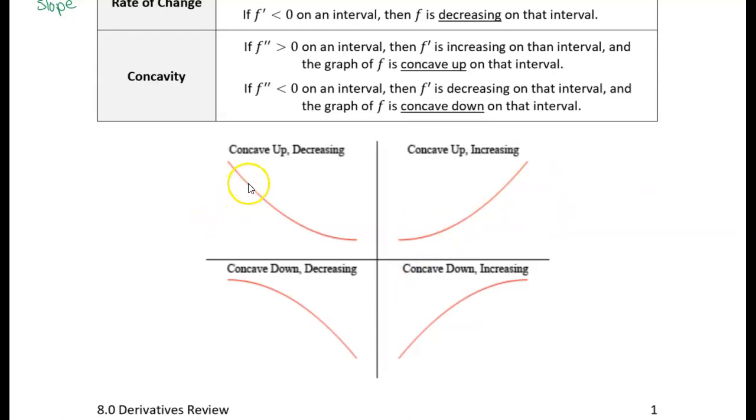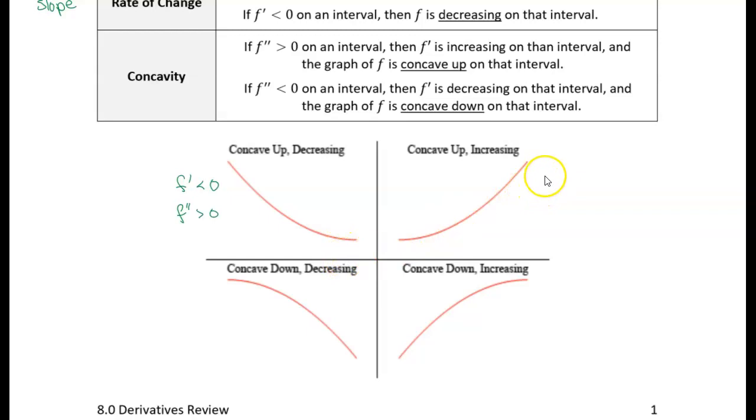So, for example, in this first scenario, it's decreasing, right? So the derivative is less than 0, but it's concave up. So the second derivative is greater than 0, which means that the slope is increasing. Now that looks interesting because this is a negative slope, but you can see it's becoming less negative. So the slope is increasing, right?